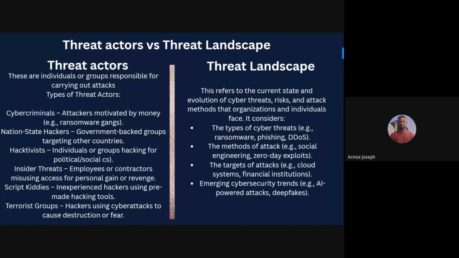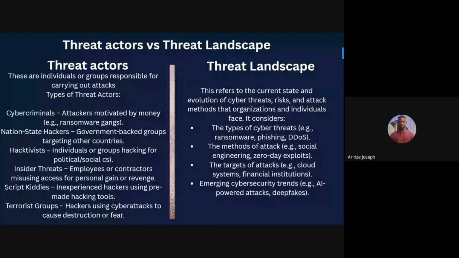Then when it comes to the threat landscape, this refers to the current state and evolution of cyber threats, risks, and attacks, methods that organizations and individuals face. It considers, one, types of cyber attacks, for example ransomware, phishing, and the rest of them. It also has to do with methods of attack, maybe social engineering or zero-day exploits. So zero-day exploits are vulnerabilities that are new, that people don't know about, or there is no remediation to. So that is why it's called zero-day exploits. So this is also a threat landscape.